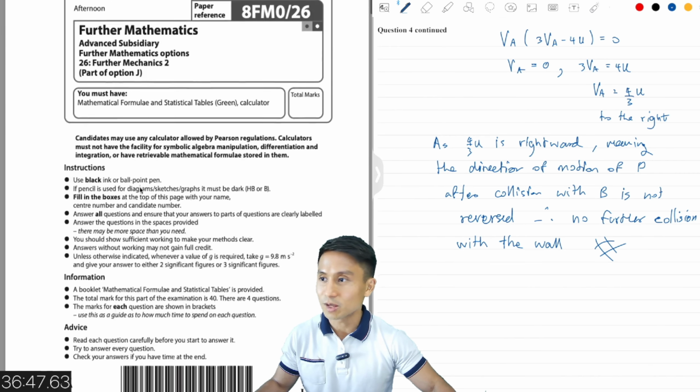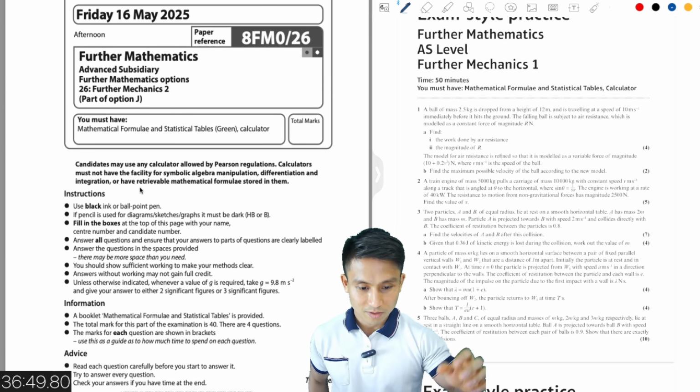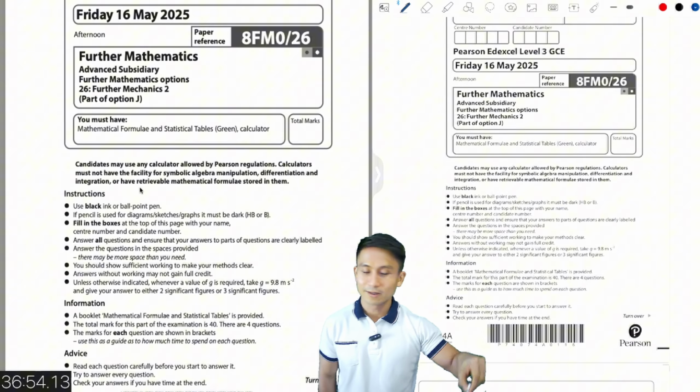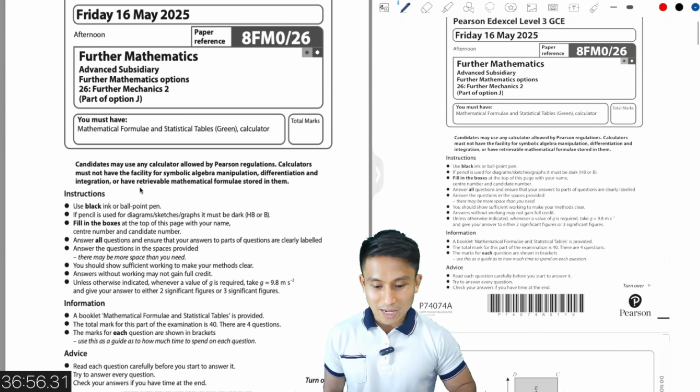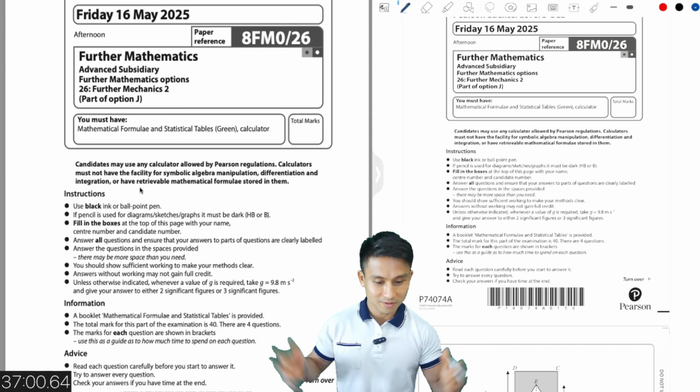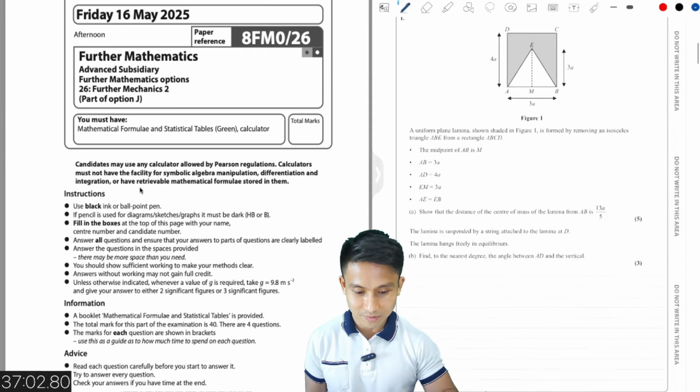Next paper, paper 2. Wait, not that one, sorry. This one. Mechanics, further mechanics, paper 2. So this would be the route J for the AS student. Now let's do it.